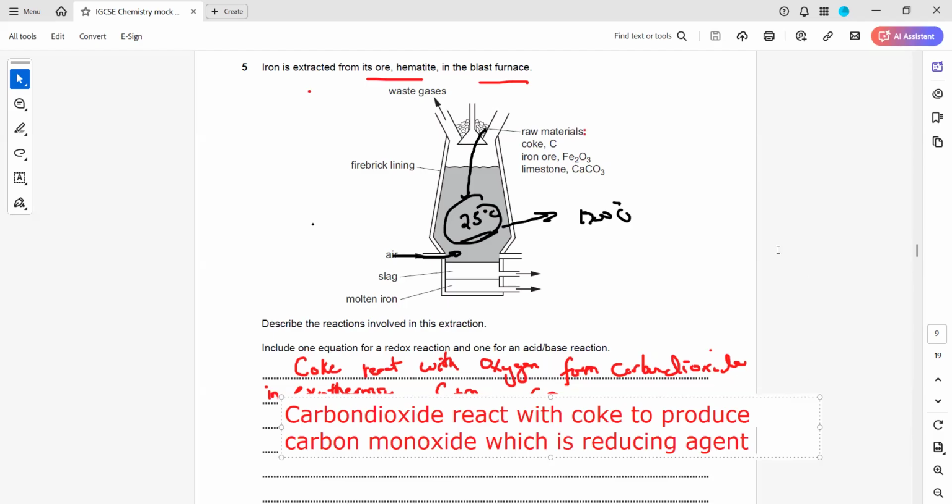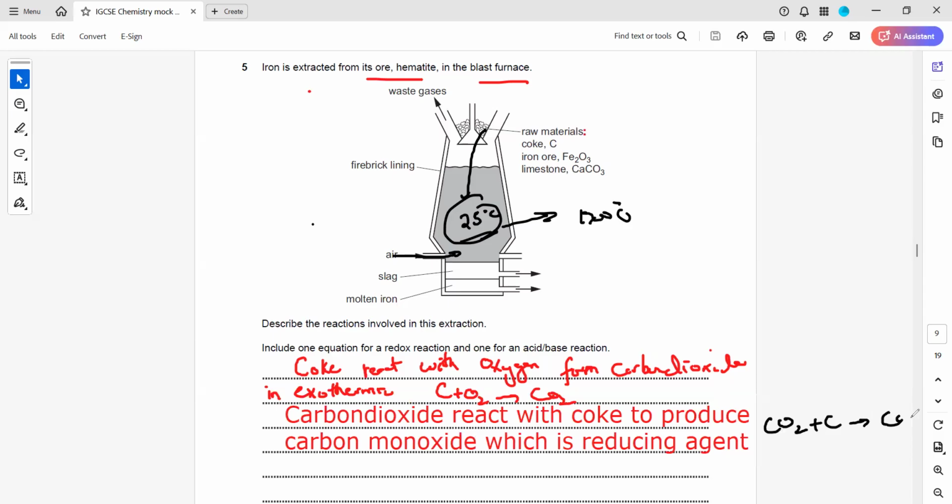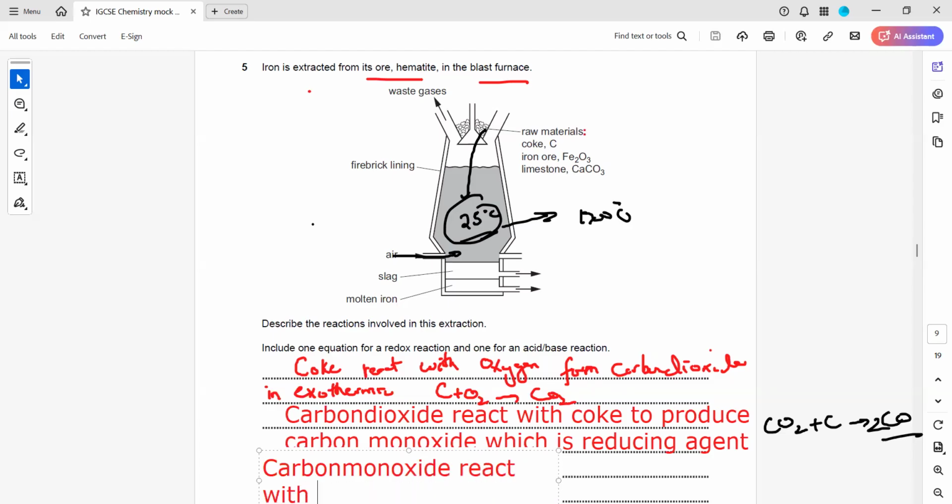So this is a reducing agent. The reaction here: carbon dioxide reacted with more carbon to produce carbon monoxide. Then what will happen? Because of space, I will write it here that this carbon monoxide reacts with the ore of the iron. It reacts with the iron ore and reduces it.